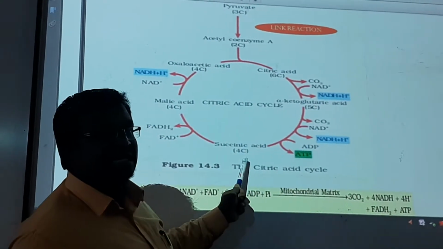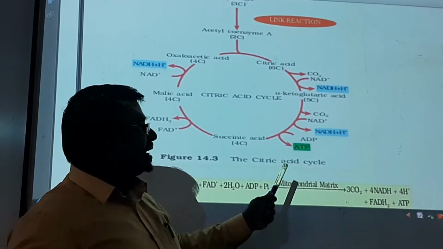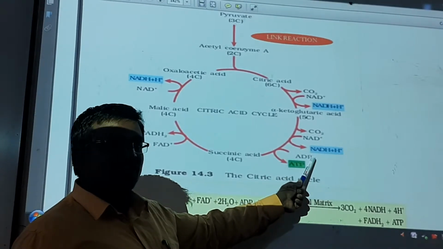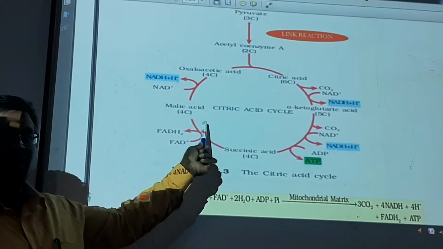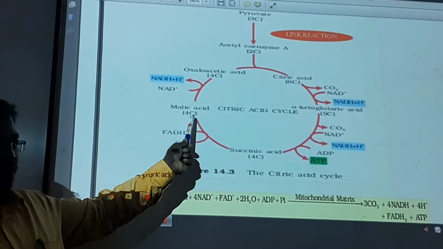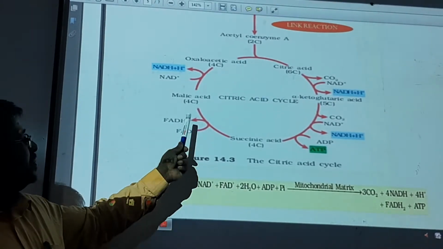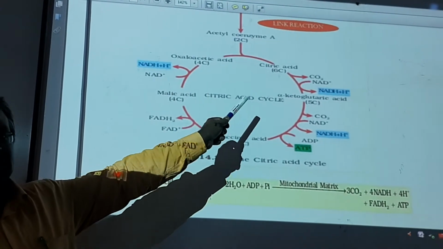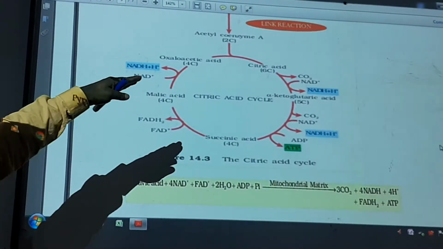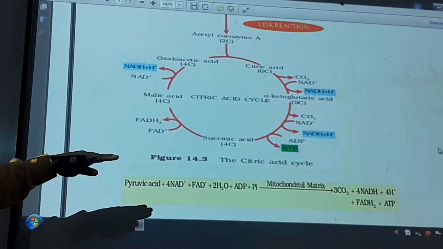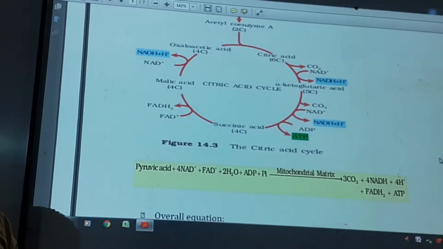Alpha ketoglutaric acid is going to form succinic acid, which is 4 carbon. So they again lose 1 carbon dioxide. There is a synthesis of NADPH2, there is a synthesis of ATP, and this succinic acid is again converted to malic acid, which is 4 carbon. During this process, there is a synthesis of FADH2. So malic acid is converted into oxaloacetic acid. Again, there is a synthesis of NADPH2. And finally this oxaloacetic acid will enter again into the next Krebs cycle. So each glucose molecule undergoes 2 Krebs cycles.